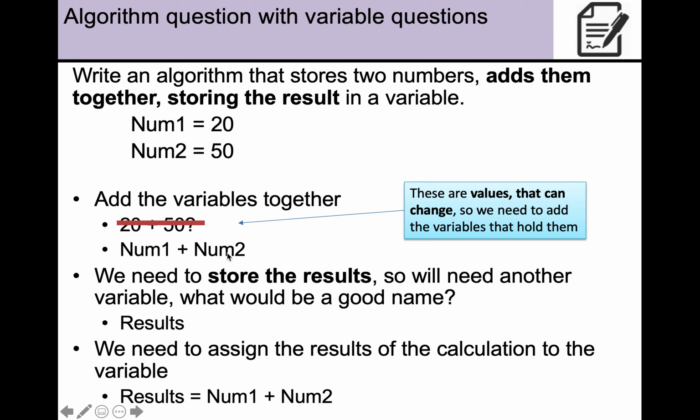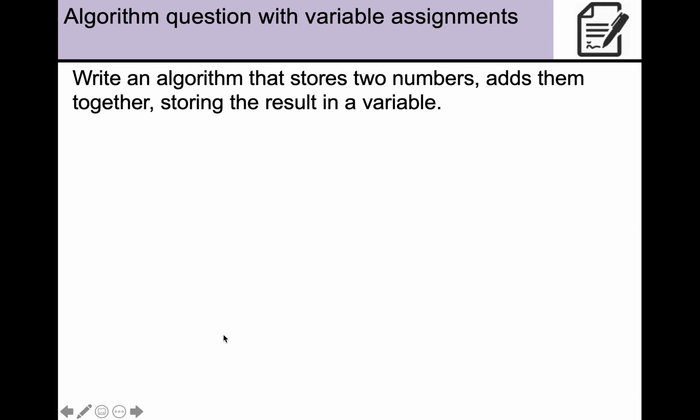We need to assign it. So we're going to store the results in results. So now the sum of num1 plus num2 will be stored in results. And if we go back up, well, num1 is 20, num2 is 50. So 20 plus 50, the answer is going to be stored in results. Well, let's look at this all together.